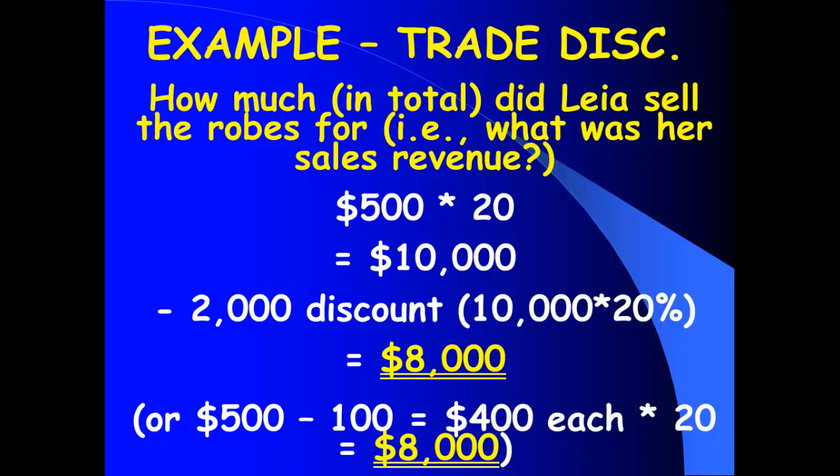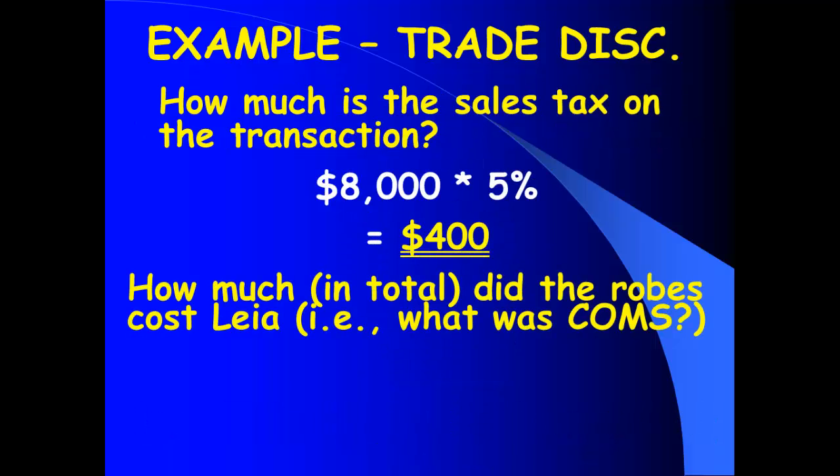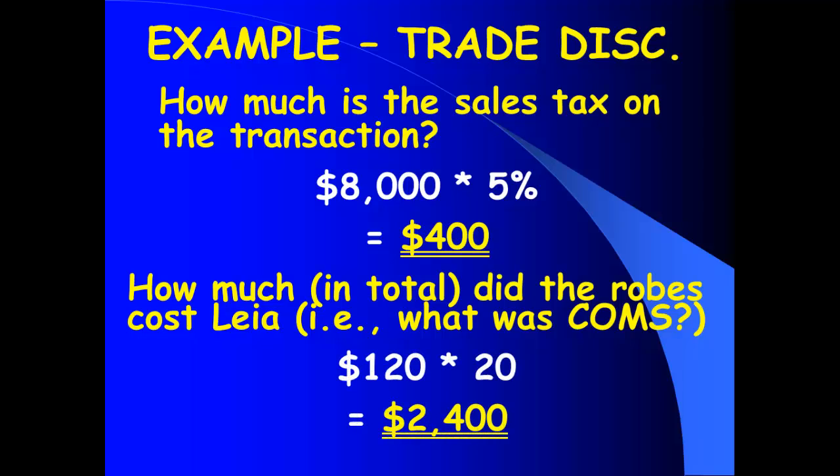It is not a $10,000 sale. The $10,000 won't show up anywhere. The $2,000 is not going to show up anywhere. It's an $8,000 transaction. Our sales tax would be $400. 8,000 times 5% is $400. And then the cost of what we sold would be 20 robes, $120 each, or $2,400.